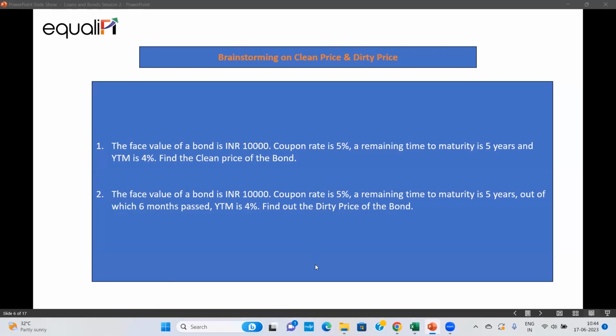Anybody who could not understand this, then I can show it in Excel how to calculate clean price and dirty price. Please raise your hand or mention in the chat box who has not understood. I'm going to show you how to find out clean and dirty price. Yes. Anybody else? Vishaka. Okay. Anybody else? Tanumay. Okay. I'm going to show you how to find out clean price and dirty price. Sure.